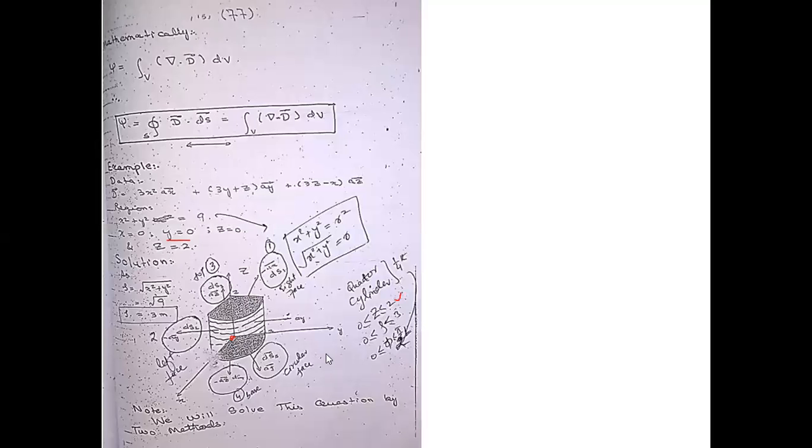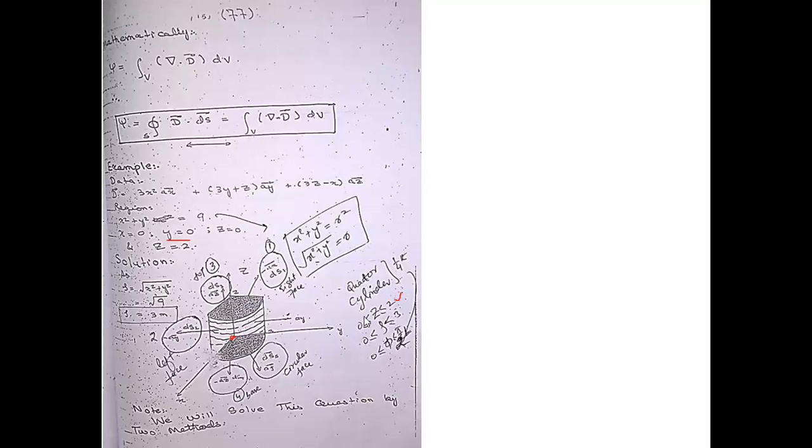So this is dx, this is dy, and this is dz. After solving this we will get 6x plus 3 plus 3. So we will get 6x plus 6. Now the limits are given. These are the limits for this structure.